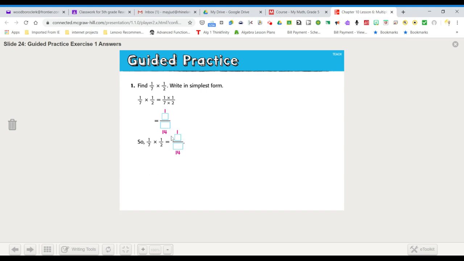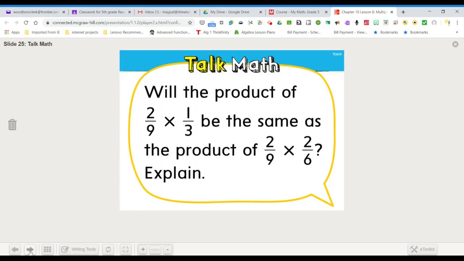Whenever you have a numerator of 1, that also indicates that it cannot be simplified because the only factor of 1 is 1. So anything divided by 1 is itself. So in this case, you just multiply straight across. So you end up with 1/14, and it's already simplified.